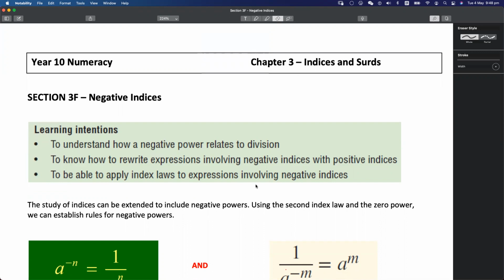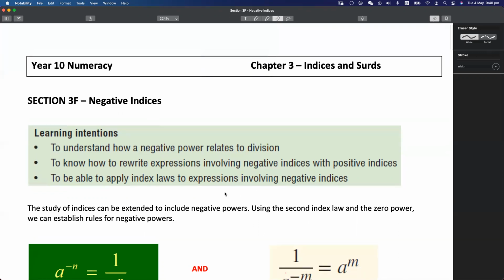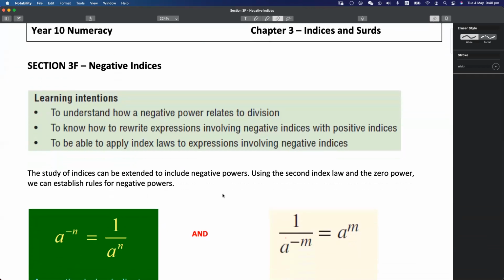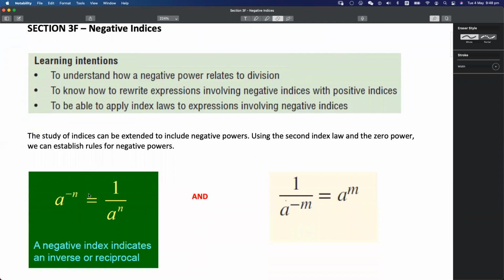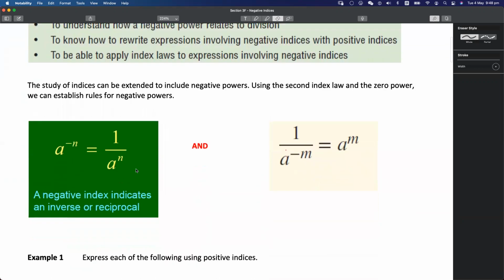The study of indices can be extended to include negative powers. Using the second index law at the zero power, we can establish the rules for negative powers. For example, the first one: a to the power of negative n is equal to 1 over a to the power of n. A negative index indicates an inverse or reciprocal.